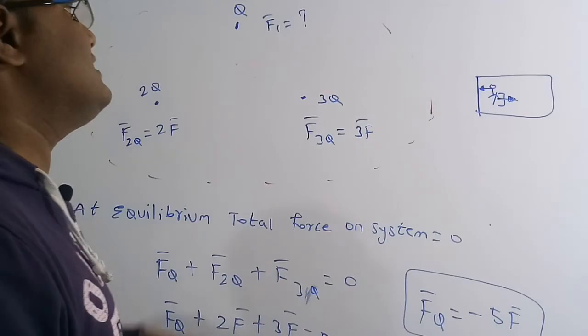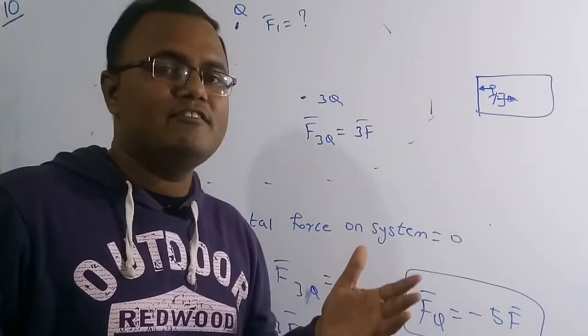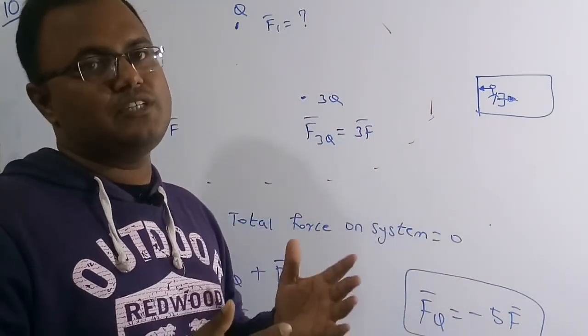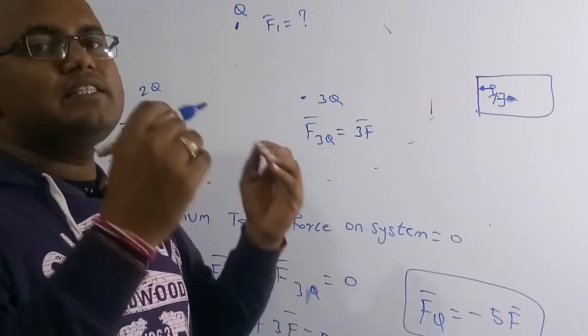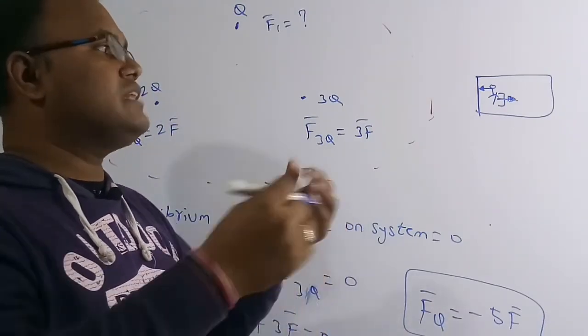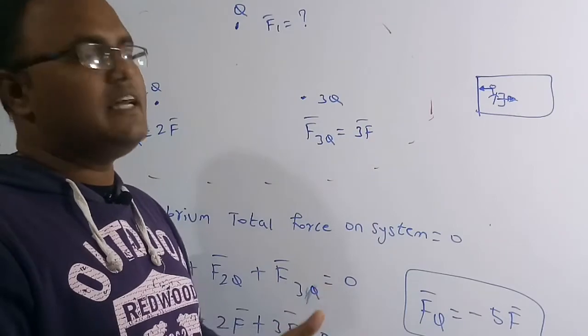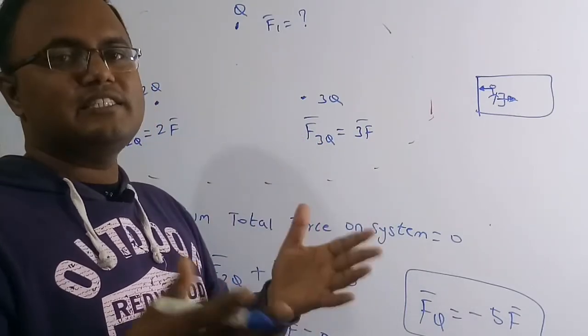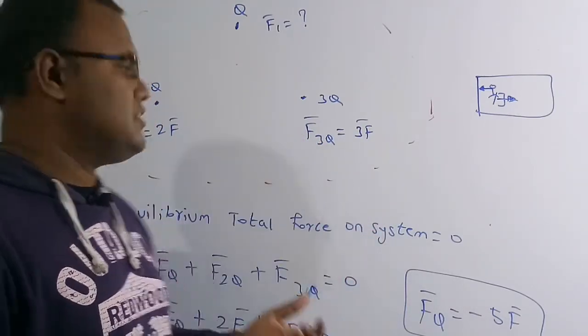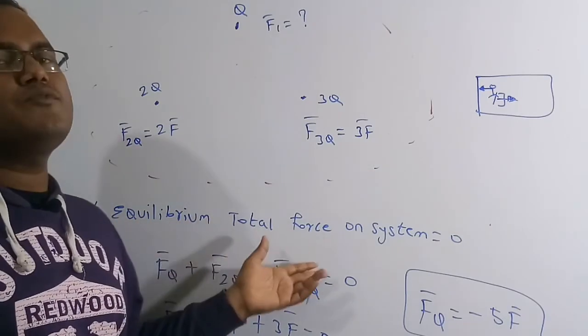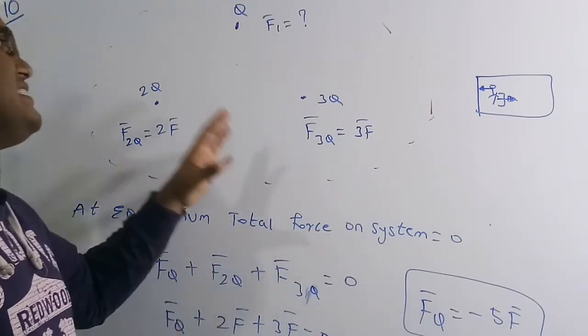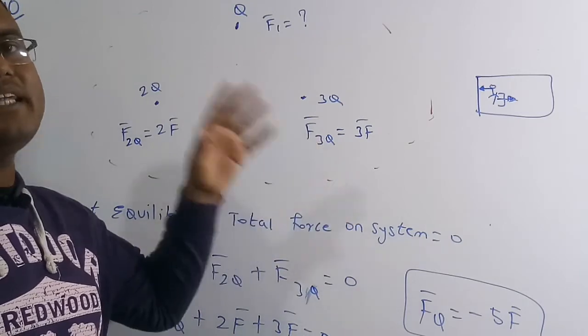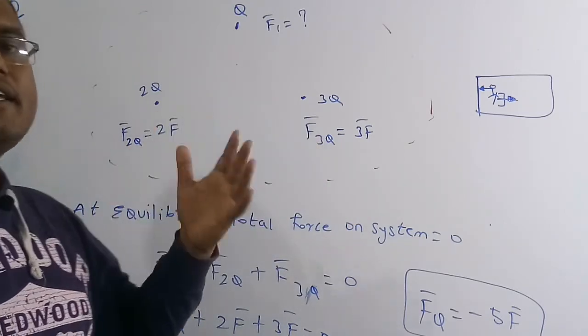Because of that reason only, these charges are going to stay at equilibrium, in a stationary position. If anything is stationary, it means the amount of force applied on the system is equal to 0. Then only we can say the objects are in the steady state, or at rest. So at equilibrium the total force on the system is 0, then only these charges are going to stay at equilibrium, at a steady state condition, at a rest condition.